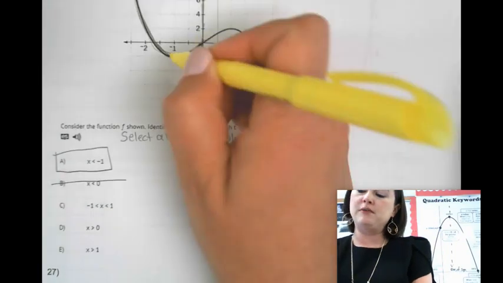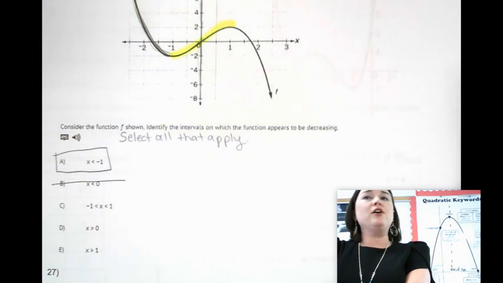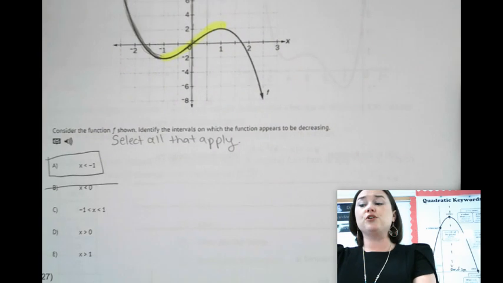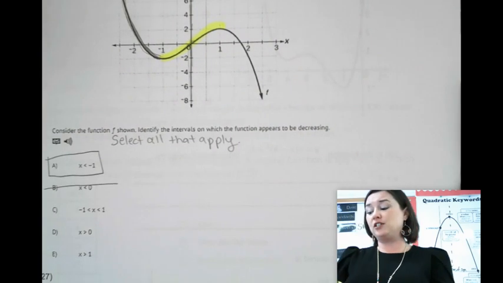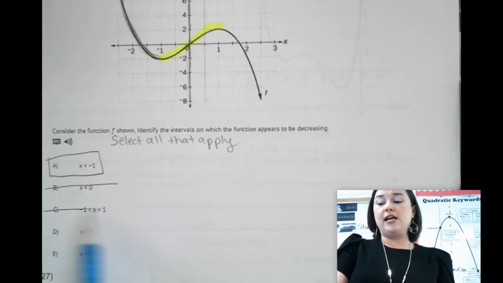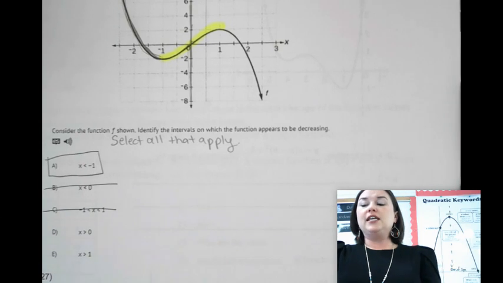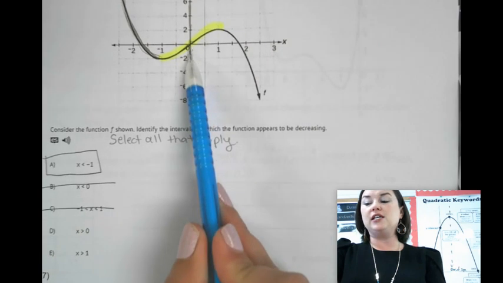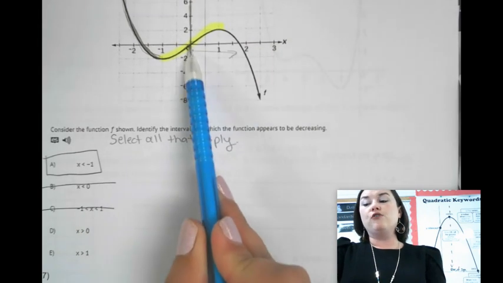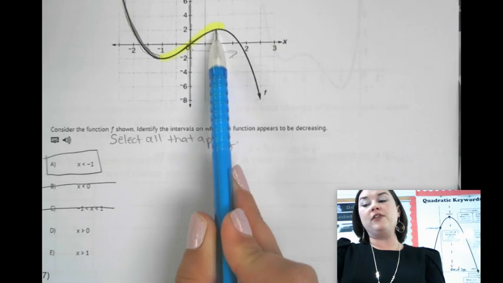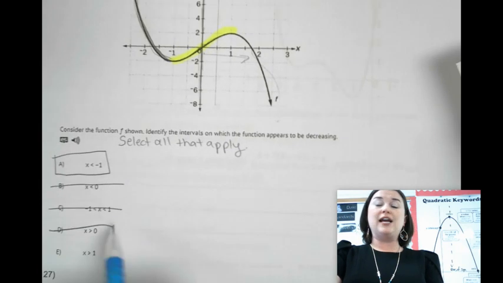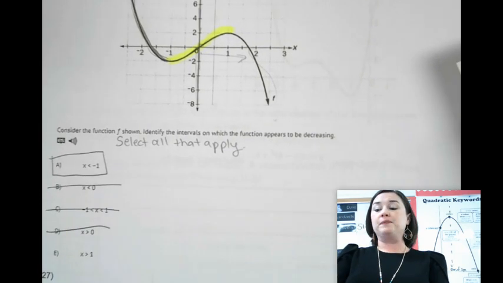All right, looking here from -1 to +1 is this part that I just highlighted. Is that part that I just highlighted from left to right going up or going down? Up. So that would be increasing, and they ask us for decreasing. So I'd mark out C. Then it says greater than 0. Well, here's 0. That means everything to the right of 0. For part of to the right, it's going up, and then what happens? Going down. So we can't pick D either because it has to be decreasing the entire time.